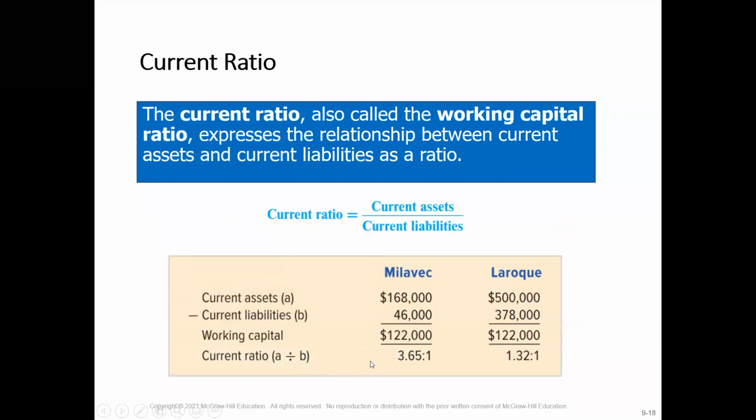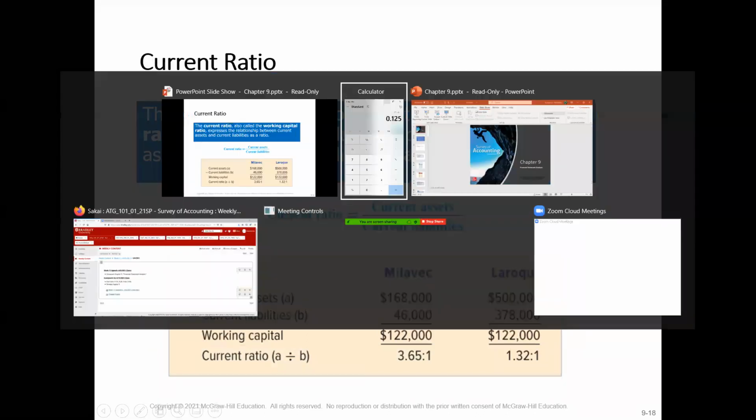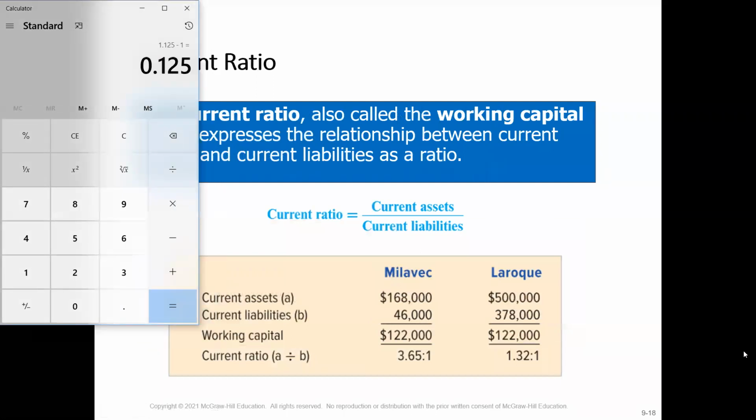Now the current ratio takes those same figures, current assets and current liabilities, and divides the two. So for Milavec company, we had current assets of $168,000 and current liabilities of $46,000. So current assets divided by current liabilities. Our current assets are 3 times what our current liabilities are, 3.65 times.